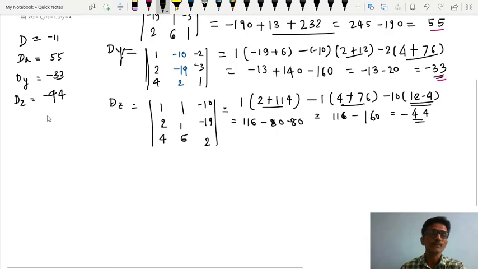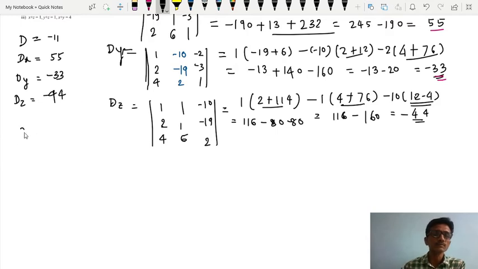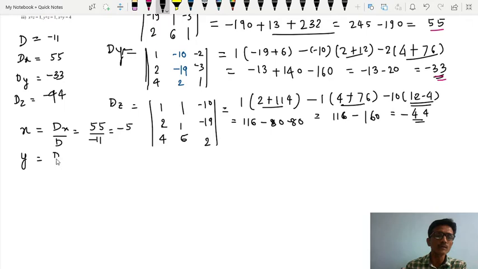After that, x is equal to what? X is equal to dx upon d, Cramer's rule. So it is 55 upon minus 11, which is minus 5. Y is equal to what? Dy upon d. What is our dy? Dy is minus 33 upon minus 11, which is plus 3.